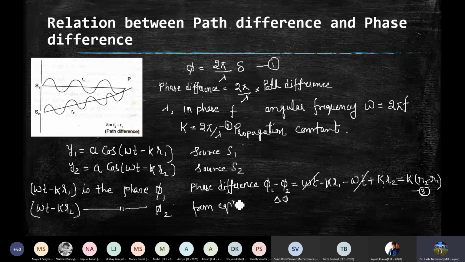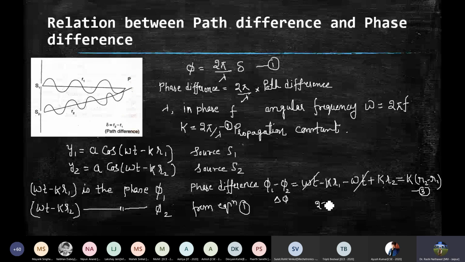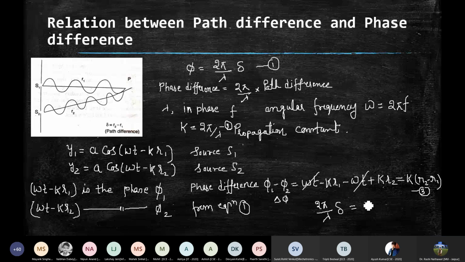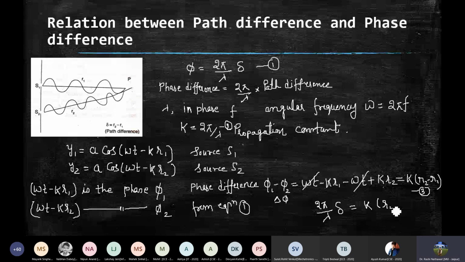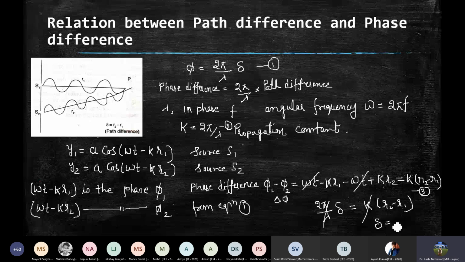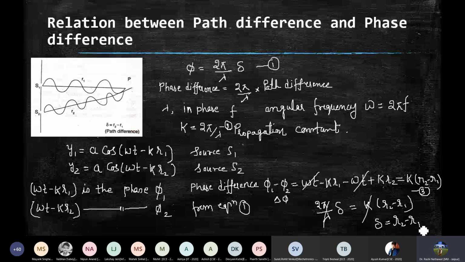So if I compare equation number 3 and equation number 1, what will come? 2 pi by lambda delta equals k times (r2 minus r1). 2 pi by lambda is k, so this will cancel out. So delta, which is the path difference, is r2 minus r1. This we found out simply as the path difference.